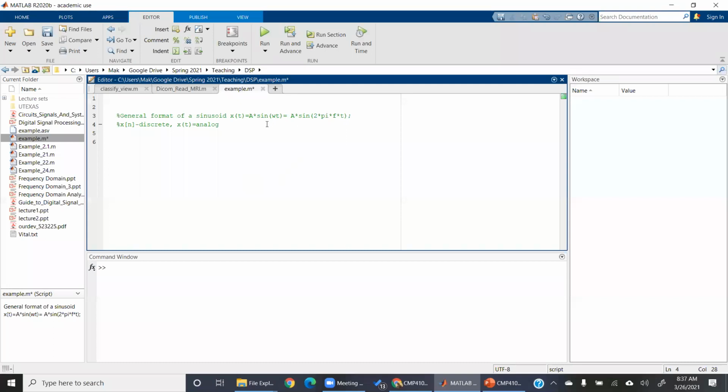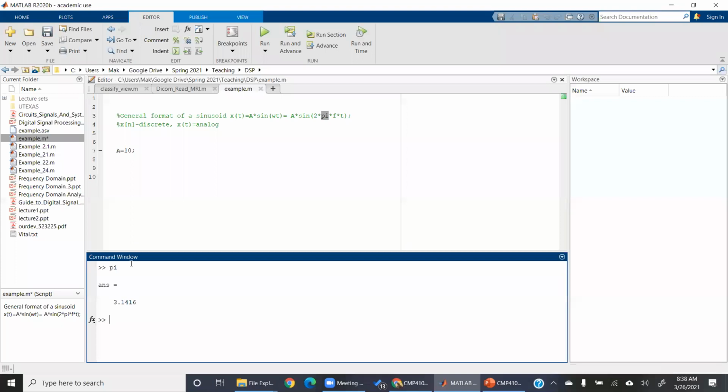And so for you to be able to plot such a signal, it means you need to know what A is. So let's assume that A is given to you and it's 10. So that's the amplitude. It's a constant. 2 is a constant. You don't need to input anything. Pi is known by Matlab. It's a constant as well.